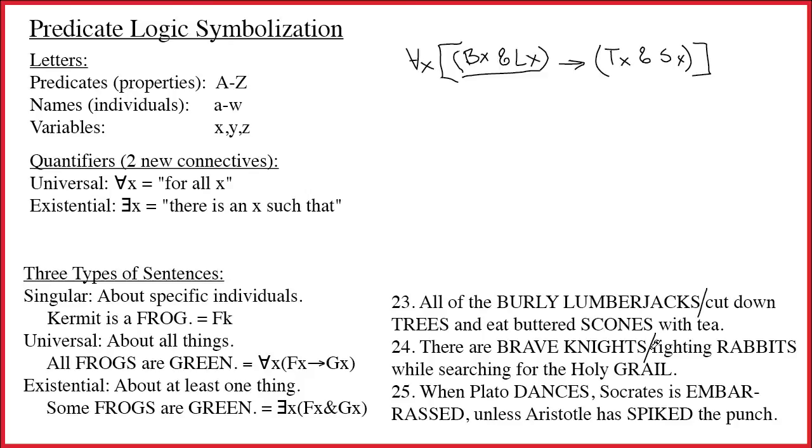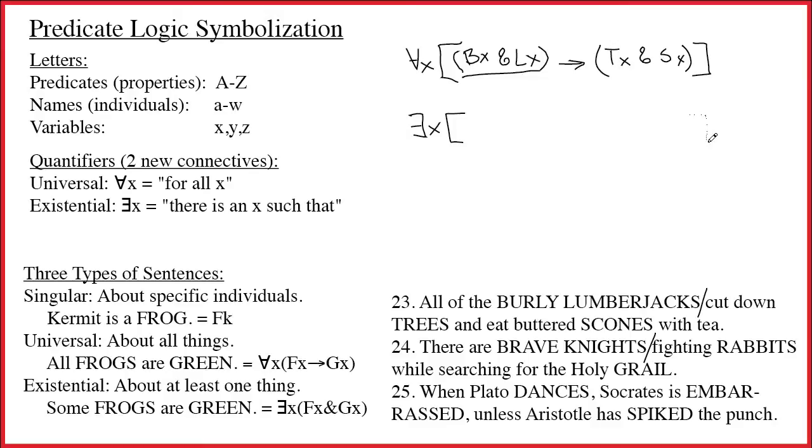I see I have a mark on here that is left over from my previous attempt, which I got frustrated and threw away. So this sentence, is it a universal, an existential, or a singular sentence? In fact, it is an existential. There is, there are, there exists. These are all synonyms for some from a logical perspective. Some means at least one. And what this sentence is saying is that there's at least one brave knight that fights rabbits and searches for the Holy Grail. Well, if you've got an existential, then you want to get out an existential quantifier.